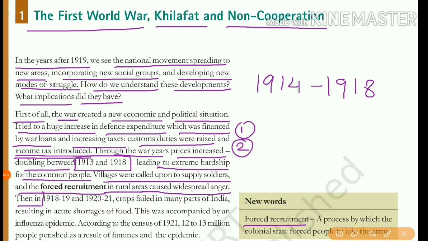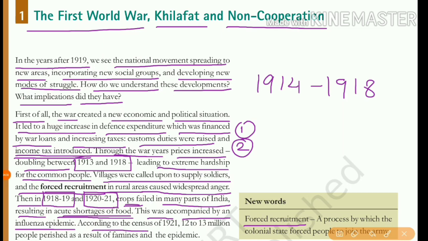Then in 1918-19 and 1920-21, agricultural crops failed in many parts of India, resulting in acute shortages of food. This was accompanied by an influenza epidemic, a spreadable disease, which resulted in a high mortality rate. Many people died because of the influenza epidemic.